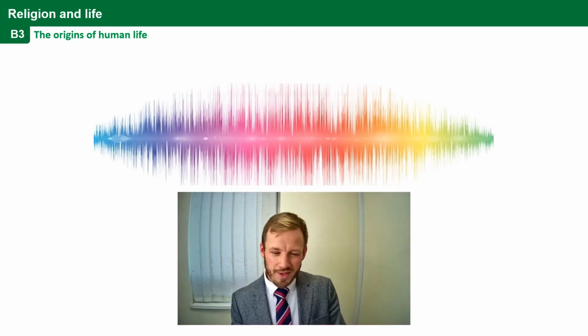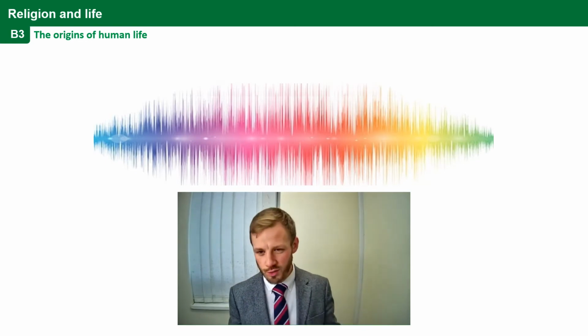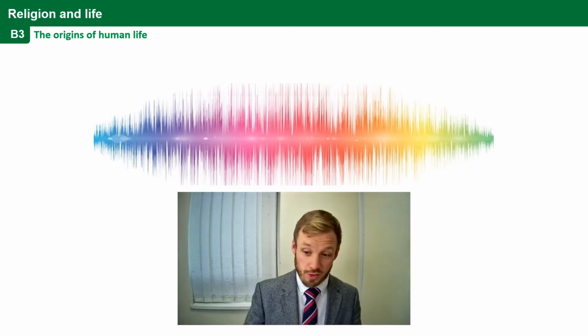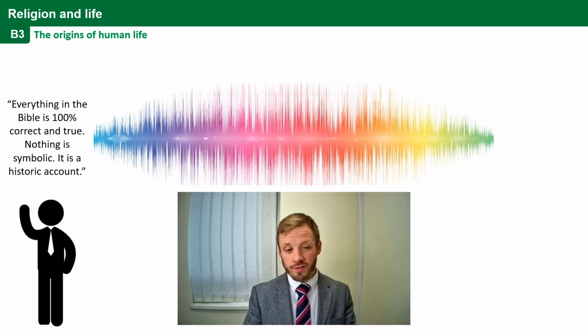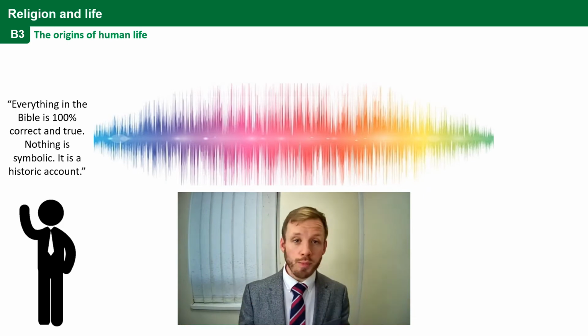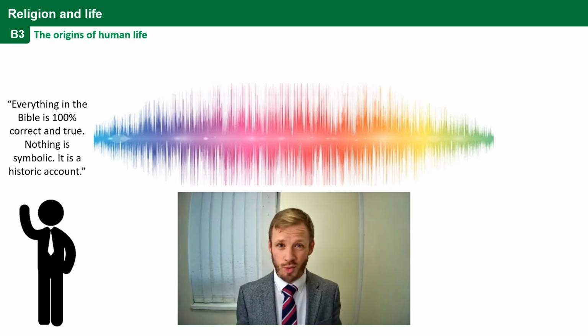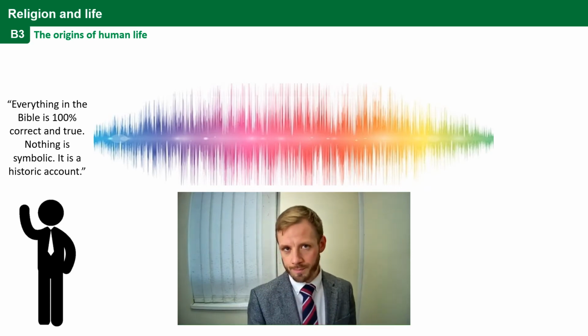Right, now I'm going to pause here and just get you thinking about the Bible for a minute. So we've heard about evolution and we've heard about Genesis 2. Now, you know I love a spectrum, so here's a spectrum for you. Imagine there's a spectrum of reading the Bible, where at one end of the spectrum you get a Christian who says everything in the Bible is 100% correct and true, and nothing is symbolic, it's all a historic account.